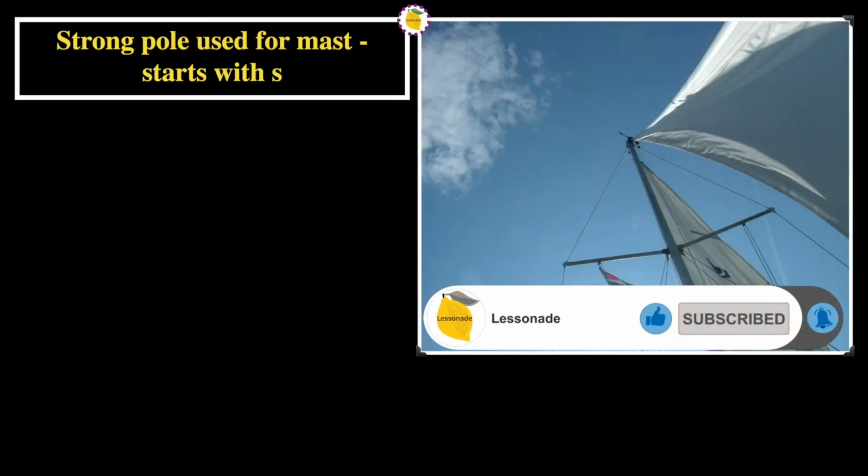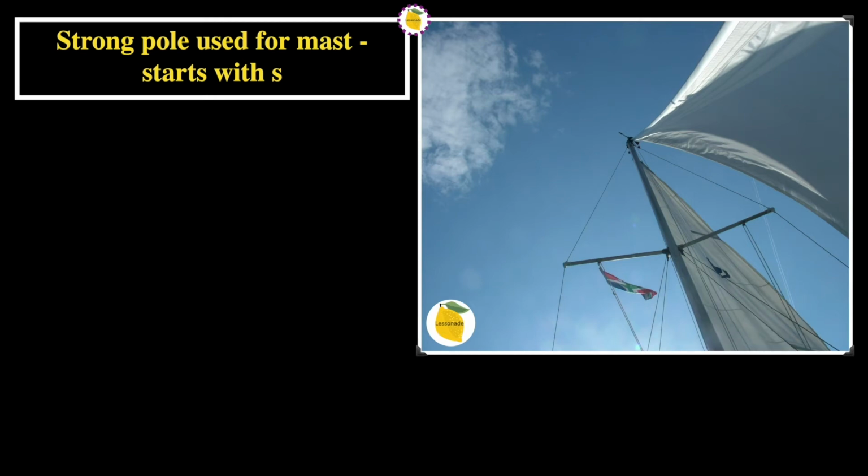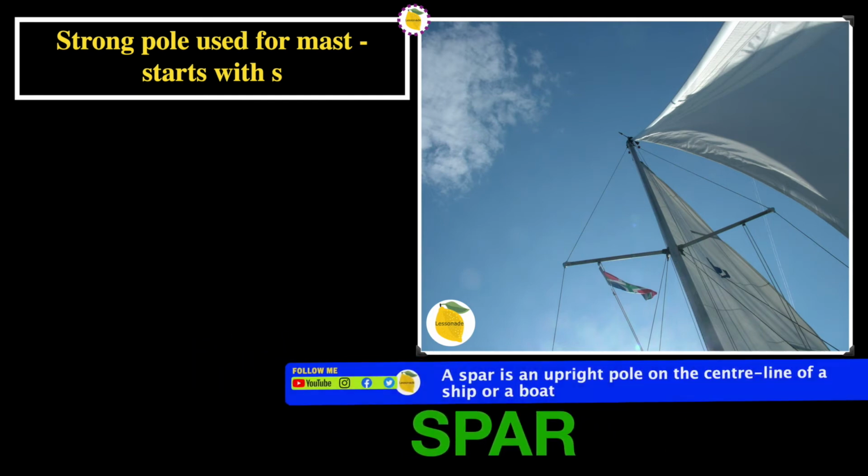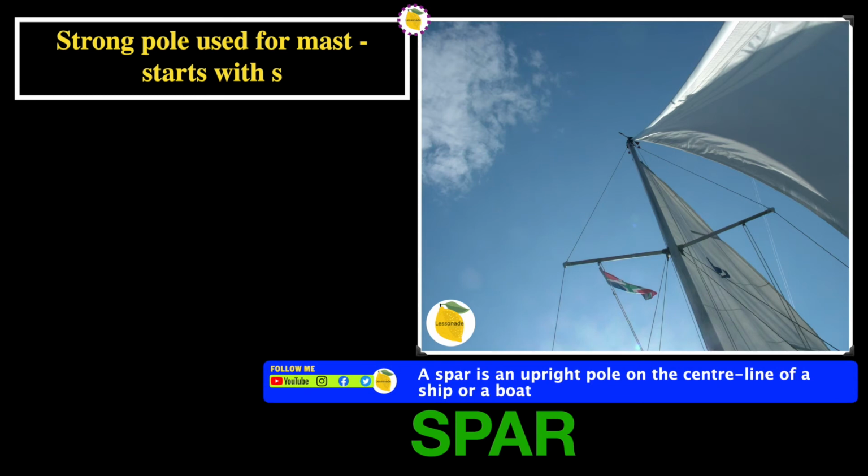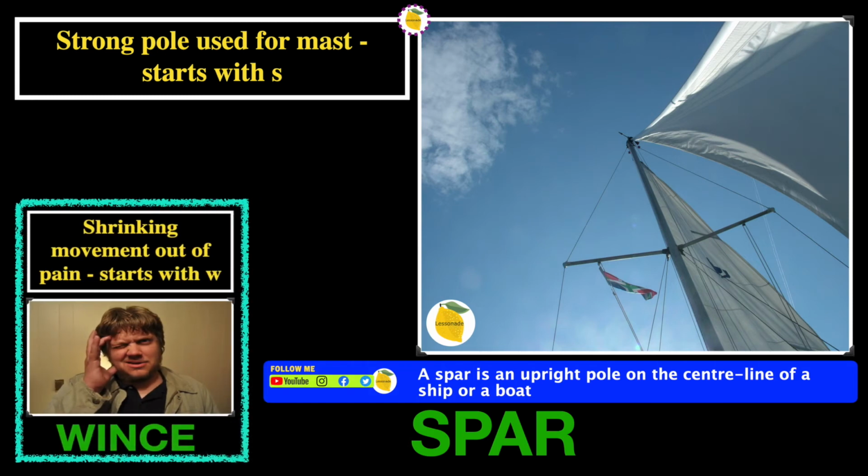Strong pole used for mast starts with S. So in this picture, we can see a pole in the middle of a boat. So therefore, the word is going to be spar. And the sentence is: a spar is an upright pole on the center line of a ship or a boat. Now, let's recall the previous slide. And the previous slide is wince.